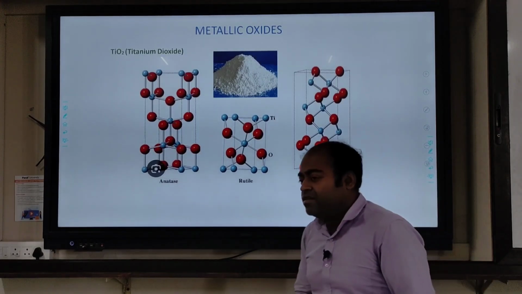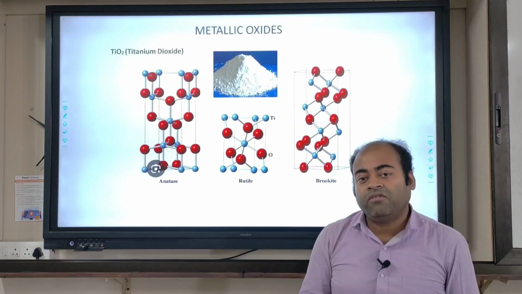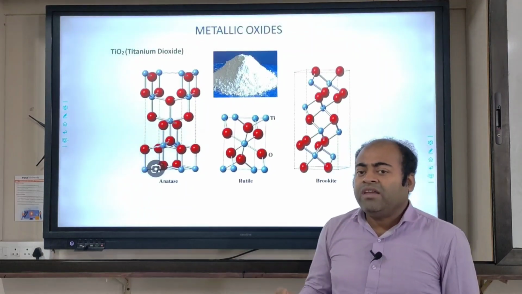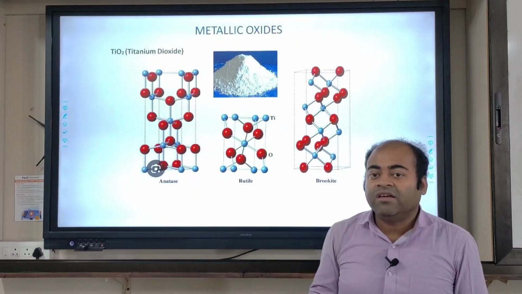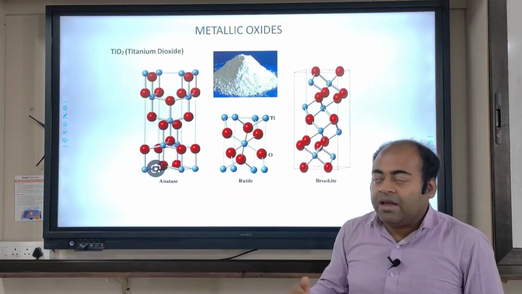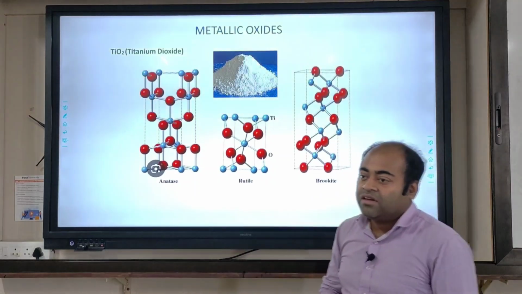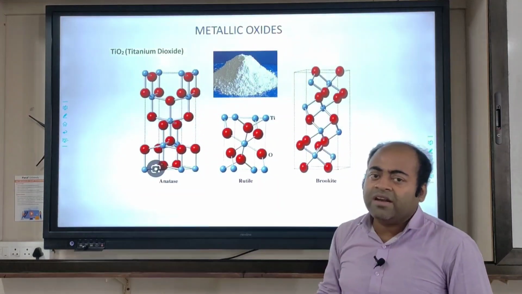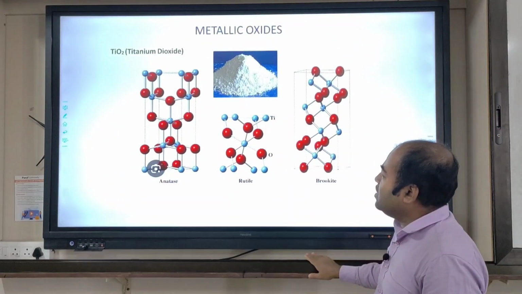Now metallic oxides. In the nano field, there are thousands and thousands of metallic oxides. So we will only discuss two representative metallic oxides which are the most widely synthesized and have applications. One is titanium dioxide and another is zinc oxide. Both titanium dioxide and zinc oxide have a certain similarity in properties. So let us discuss briefly titanium dioxide.